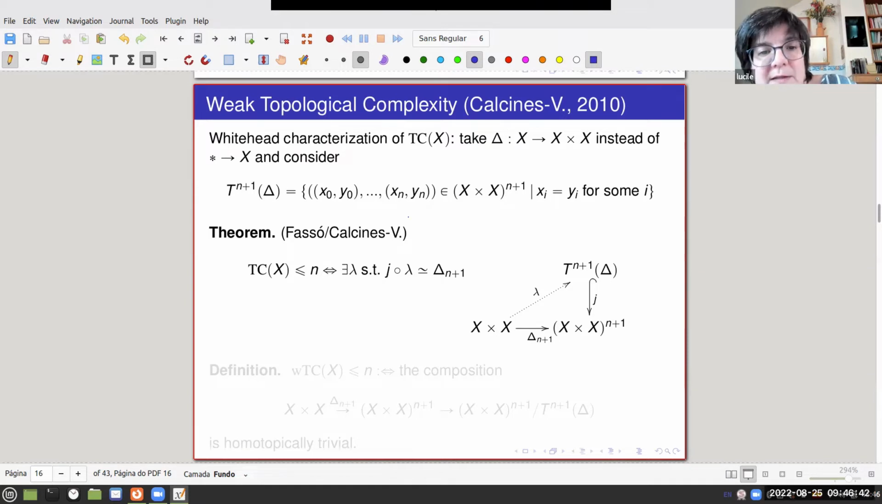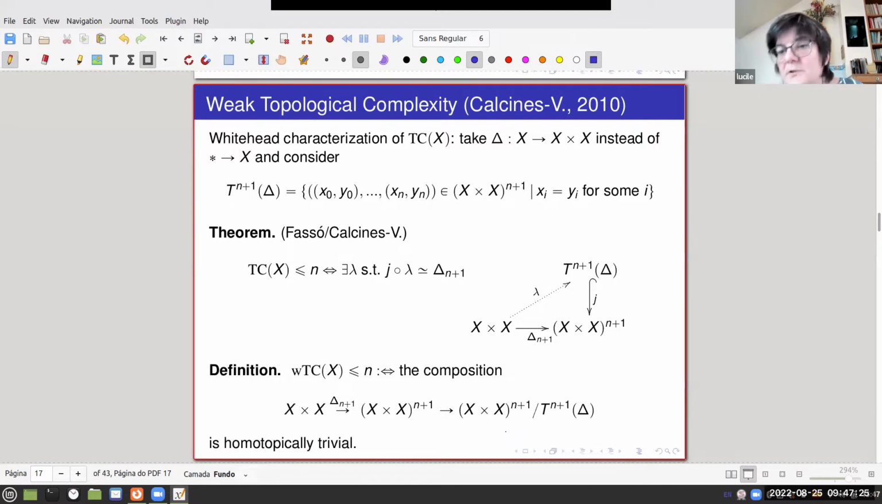We ask that at least one component, which will be here a pair (x_i, y_i), has to be in the image of the diagonal. So this means that we should have x_i = y_i for some i. This is the fat wedge associated to the diagonal map, and we can prove that TC of X is less than or equal to n if and only if this diagonal map, as before, lifts up to homotopy in this fat wedge. So naturally, now we take the quotient and we define the weak TC of X to be the least integer n such that this composite here is homotopically trivial.